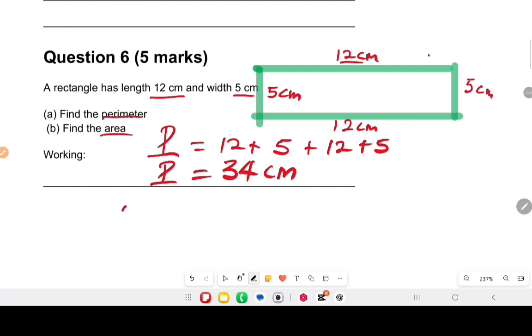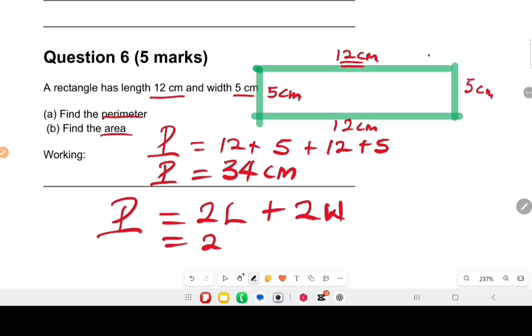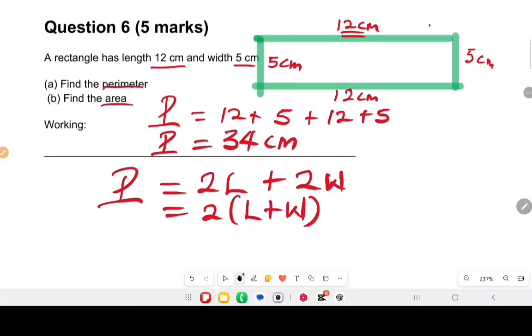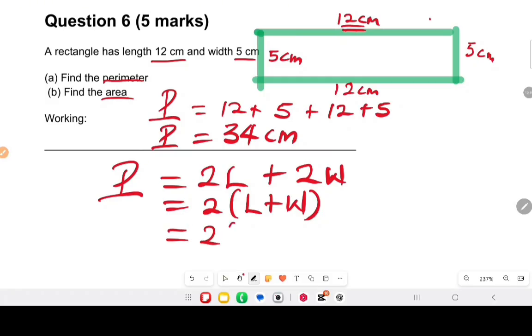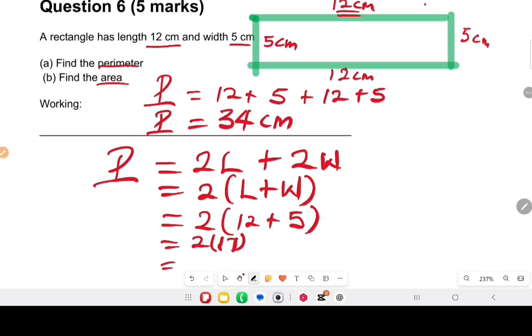Now, the real formula of perimeter is equal to, we have how many lengths? We have 2 lengths, 1 and 2, plus we have 2 breadths or 2 widths, whichever. Then, what is common? We have 2 into length plus width. Then, if we substitute, we are going to have 2, length is 12 plus 5. 12 plus 5 gives us 17. 2 times 17, which finally gives us 34 cm by using formula.